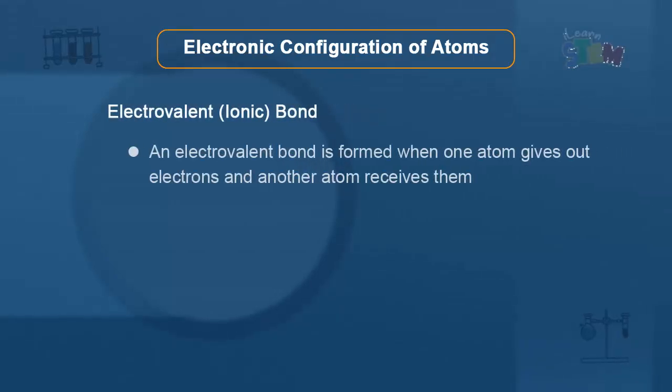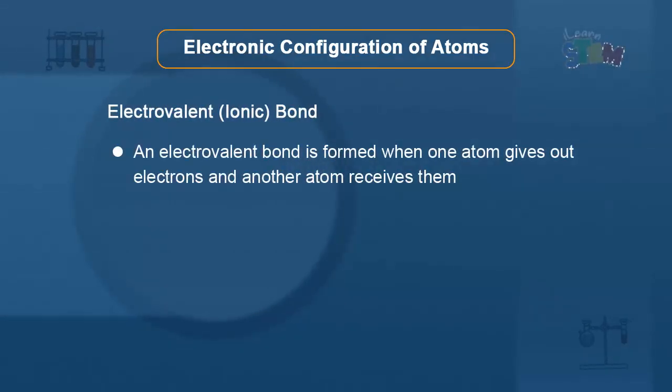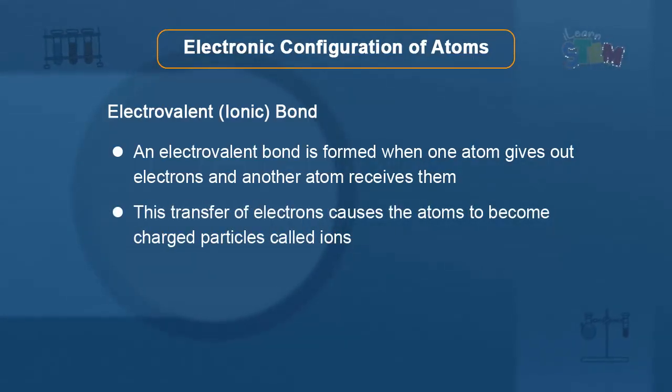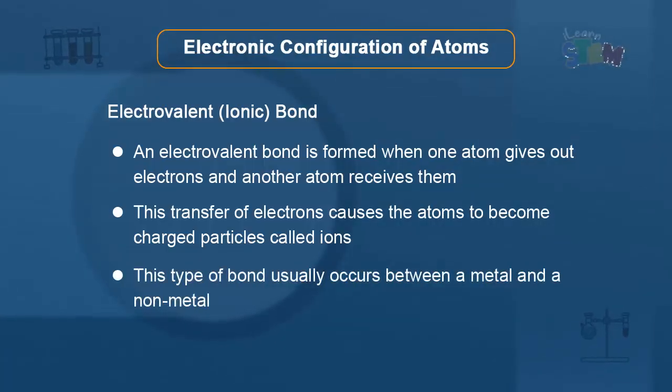An electrovalent bond is a type of chemical bond formed when one atom completely gives out one or more electrons and another atom completely receives those electrons. This transfer of electrons causes the atoms to become charged particles called ions. The opposite charges attract each other, holding the atoms together in a strong bond. This type of bond usually occurs between a metal and a non-metal.